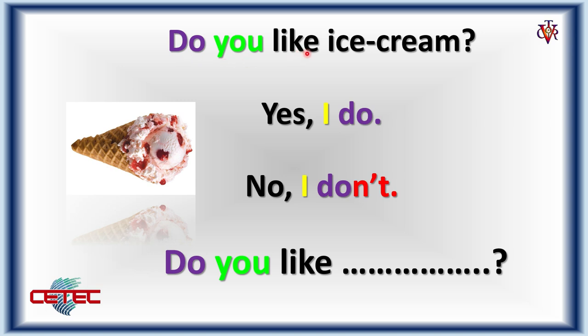Like, it's a verb. Ice cream, it's a product or complement. Question mark at the end. Yes, I do, because we are talking about yourself. Yes, I do. No, I don't. No, subject, the verb do, and a negative answer.